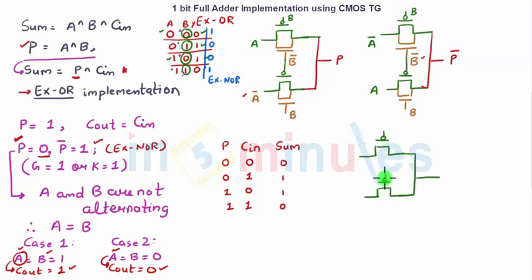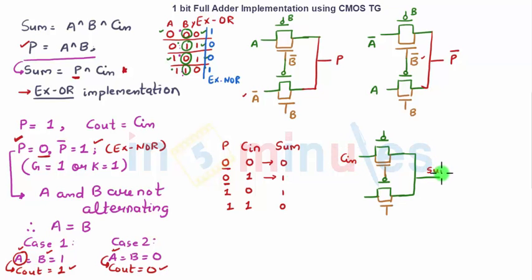So this is my PMOSes. I'll connect in parallel the NMOSes. And if I'm making my Cin as a select signal, or we can also make a propagate signal as a select one, you can make any one of them. Let's make the propagate signal as a select signal. So if propagate signal is 0, my sum is equal to Cin. So let's call this as Cin.